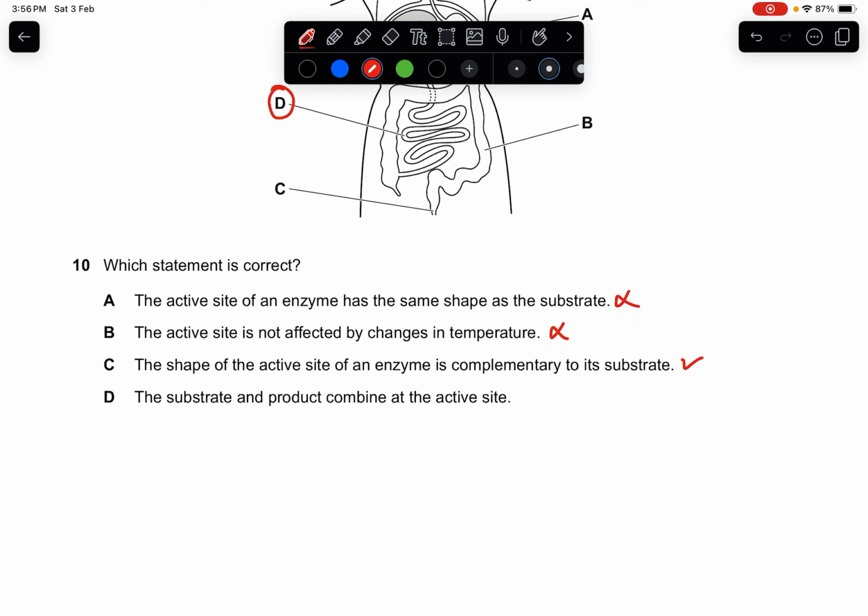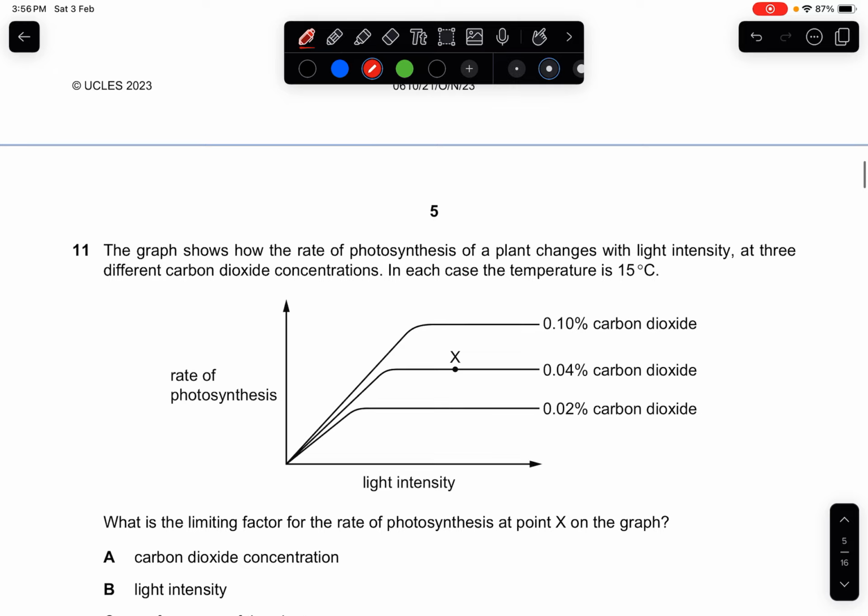This is the answer. Okay, but the last one, the substrate and product combine at the active site. No, it's only the substrate only. This one is not. So the answer is C.